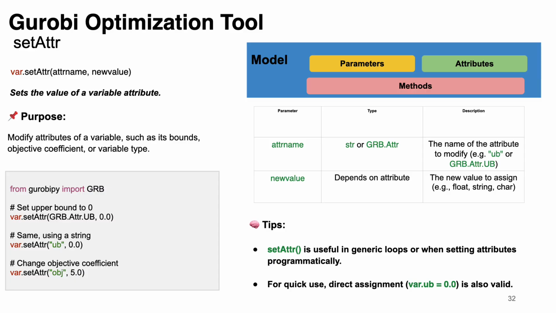Conversely, if you need to modify a variable after it has been created, you use setAttr. This method takes 2 parameters, the attribute name and the new value. For instance, you can change an upper bound to 0 by calling var.setAttr and passing UB and 0.0. You can also update the objective coefficient mid-script. A quick tip for Python users: while setAttr is highly recommended for programmatic loops, direct Python assignments such as var.ub equals 0.0 is also a completely valid and fast way to update these values.